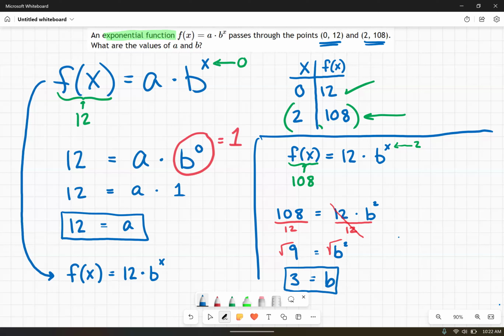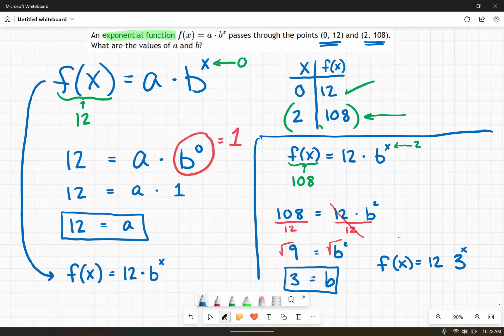Now I took some time working through this problem, but once you're comfortable with the approach, 1 minute, 2 minutes tops should be enough time to get through this problem. We've got f of x is equal to a times b to the x. In this case, a is 12 times b, which is 3 to the power of x. 12 times 3 to the x.